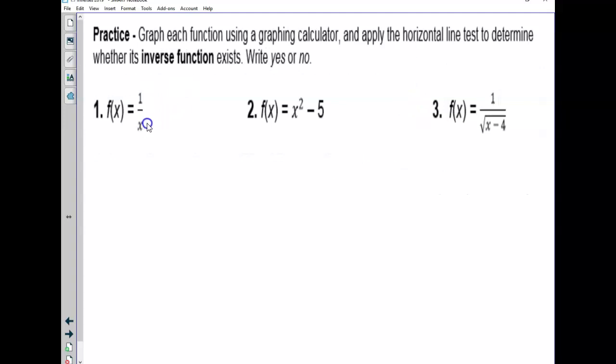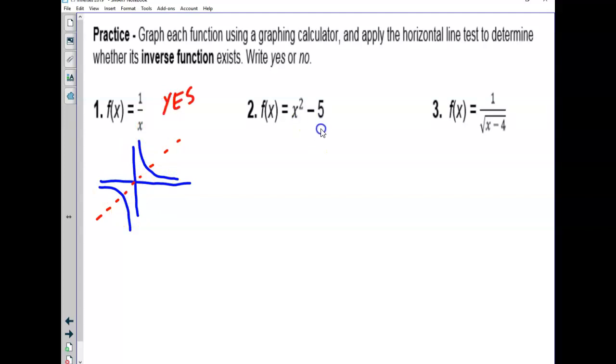Graph this on your calculator if you need to. Anybody know what that looks like already? Well, it's these little reciprocal things. Is that going to pass the horizontal line test? Probably not the way I've drawn it, but yes, it's supposed to. So this would have an inverse that is a function. Now, think about that for a second. If I were to draw this line, guess what? The function is its own inverse. If you flip it across that line, it's exactly where it is. But just write yes or no.